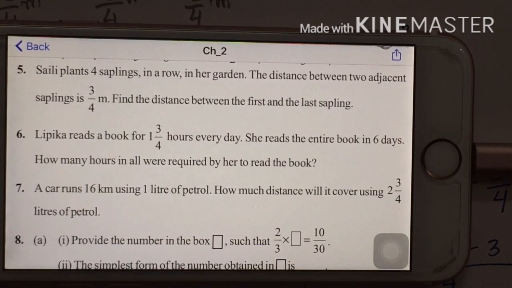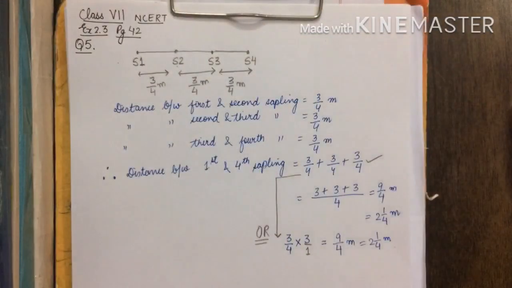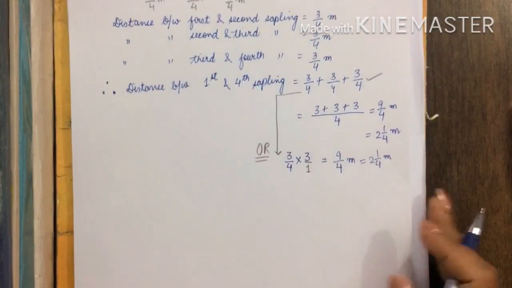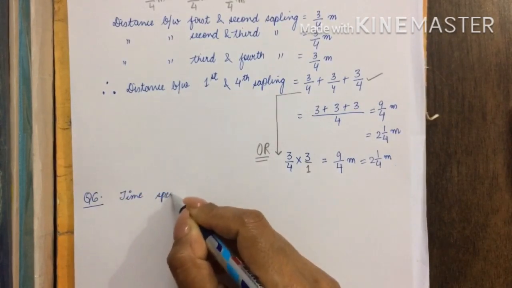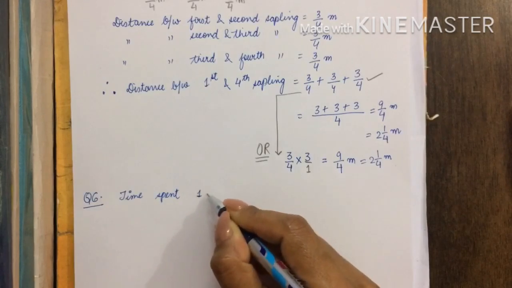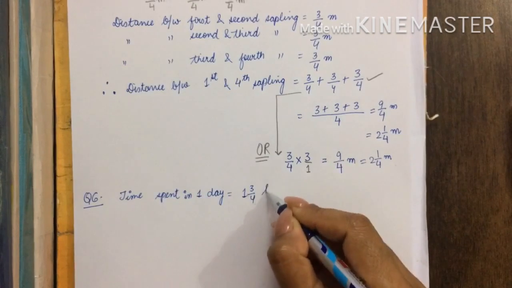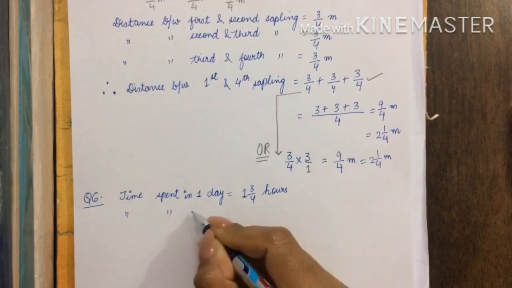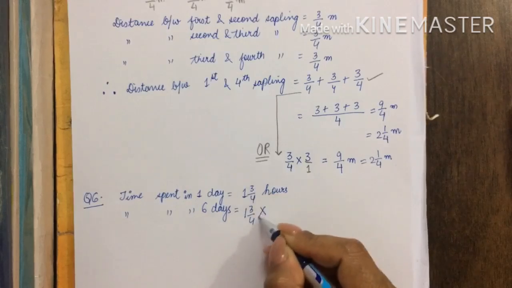This is a simple question. For 1 day the time is given. You have to find the time for 6 days. What are we going to do? Yes, we are going to multiply. Let's write down the answer. Question number 6. Time spent in 1 day is 1 and 3/4 hours. So time spent in 6 days will be equal to this value multiplied with 6.